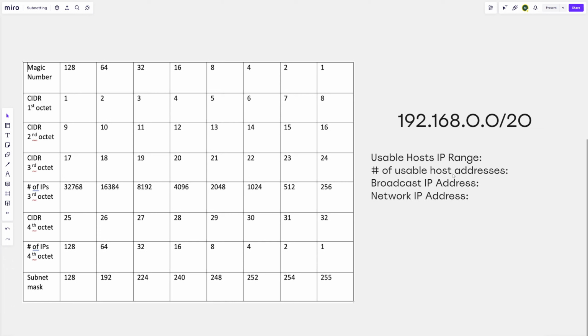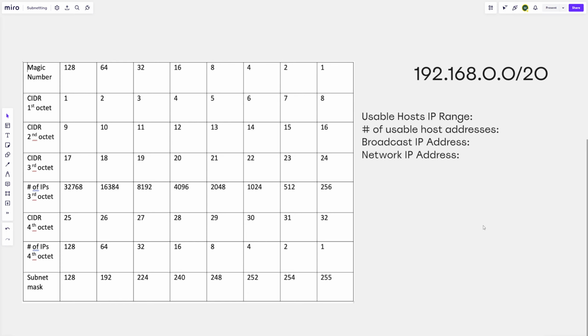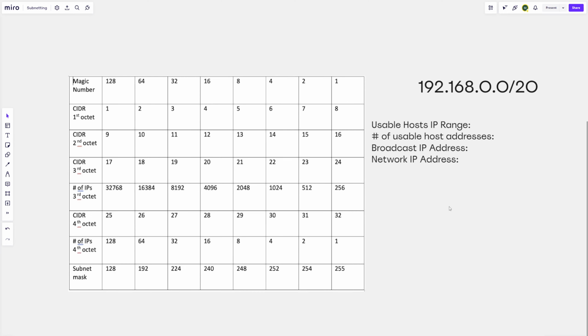I also want to know the number of usable host addresses. How many host addresses are available to me, minus the broadcast and network address, that I can assign to my hosts specifically? I want to know my broadcast IP address, and I want to know my network IP address. So these are all important information, and this magic number chart will help us out in this scenario. Let's go ahead and start with this example. See if I can zoom out here. There we go.